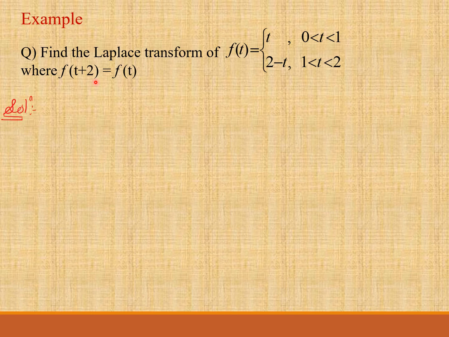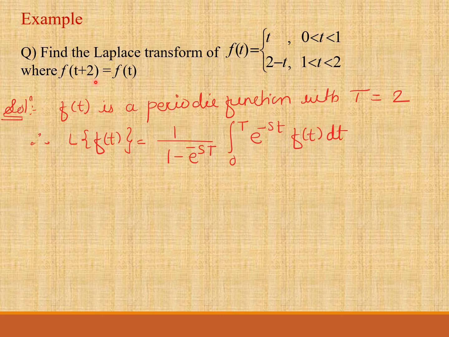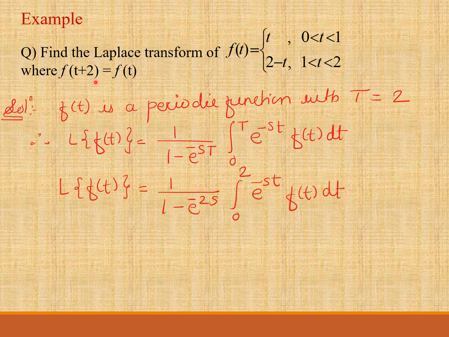So we'll start our solution with the condition that f of t is a periodic function with period capital T equal to 2. Therefore, the Laplace transform of f of t is given by the formula or the definition of periodic function. For this example, capital T is 2, so replace T by 2. So Laplace of f of t is this.